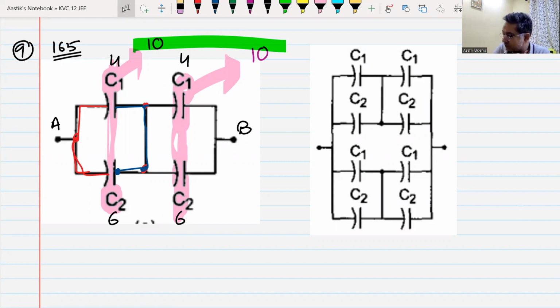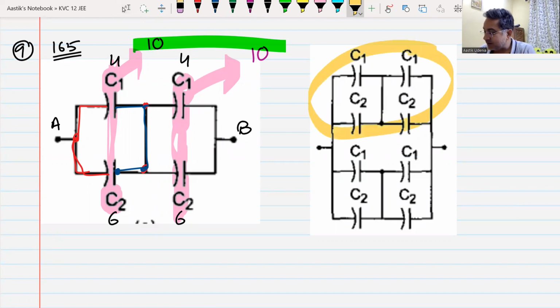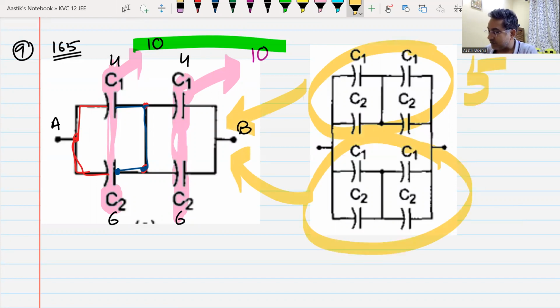10, sir. How is it 10, sir? This entire one thing is one of this, so this entire thing is 5. Then this entire thing is another one of this, 5. This is A and this is B. Now this 5 and 5 are in parallel, so the answer is 10. Do we understand this or bye-bye? Understood, sir.